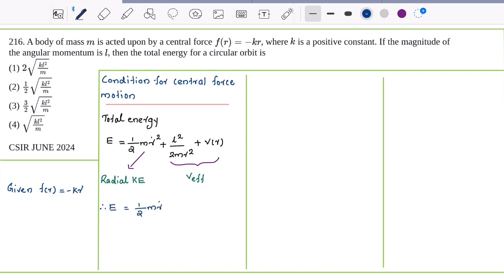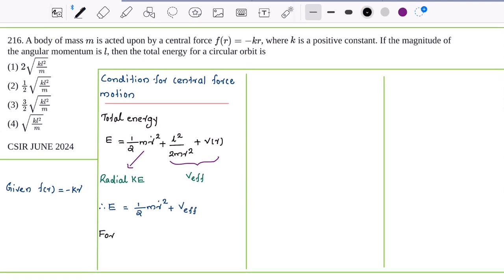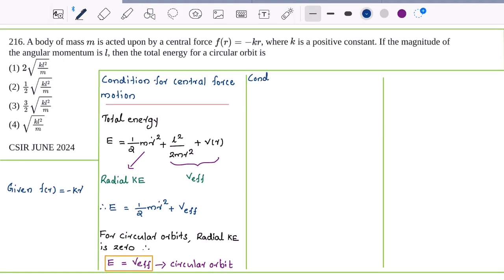Therefore, we can write the total energy is equal to half m r dot square plus V effective. Now, we have to find the expression for total energy in circular orbit. For circular orbit, the radial kinetic energy, that is the first term, is 0 because r is fixed. Therefore, r dot is equal to 0, and the radial kinetic energy is 0 in the case of circular orbit. Therefore, the total energy becomes V effective only. That is, E is equal to V effective is the expression for the total energy in the case of circular orbit.